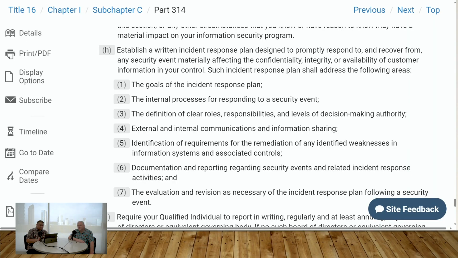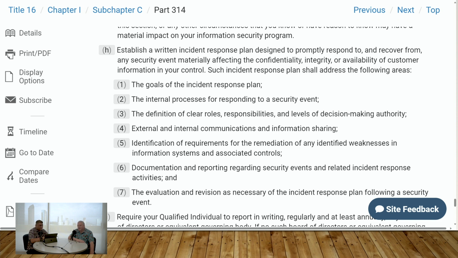Okay, so the next element that we'll be discussing today is the requirement of a written incident response plan. What does that look like? What is required? And why is it essential for your security program? If you look at the text itself, I'm just going to read this real quick: you have to establish a written incident response plan designed to promptly respond to and recover from any security event materially affecting the confidentiality, integrity, or availability of customer information in your control.